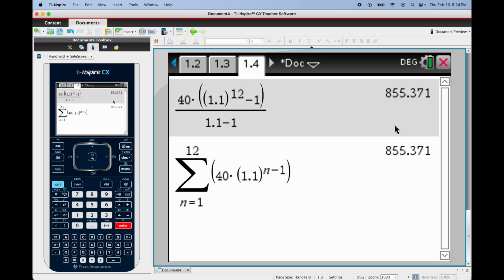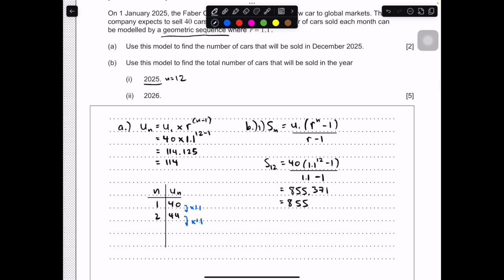Okay, not too bad. And let's go on to part 2. So let's go back to the document here. Let me just label this. And here we go, part 2. All right, this one's a little more challenging.